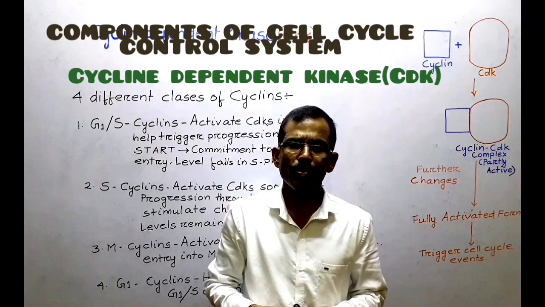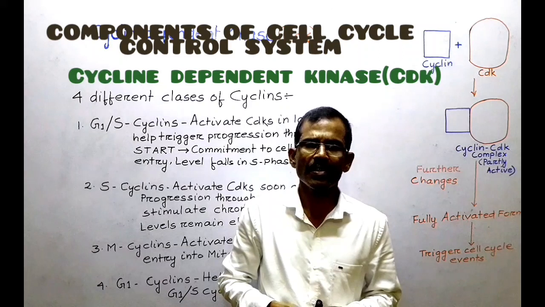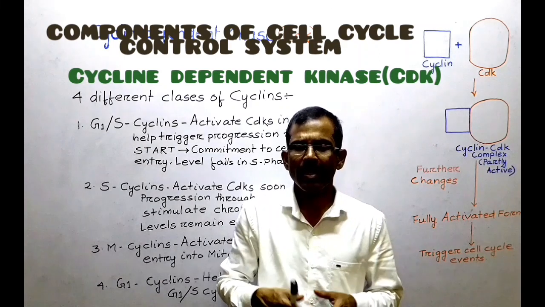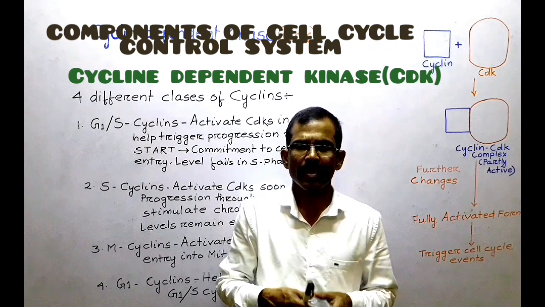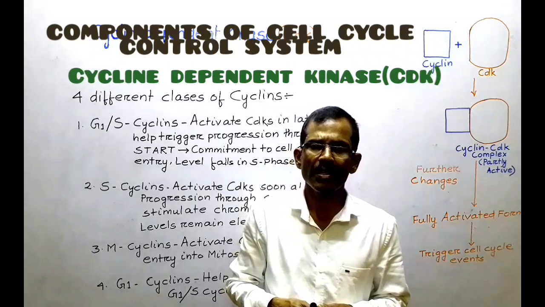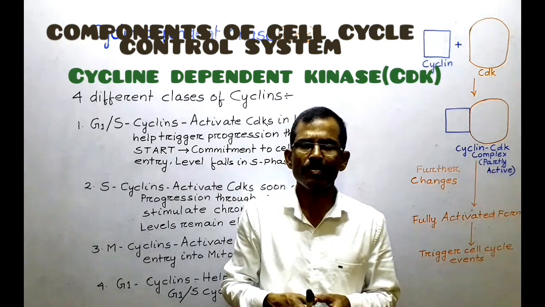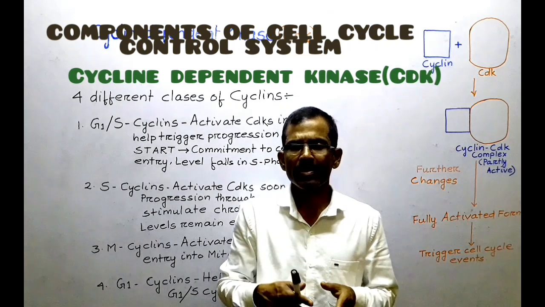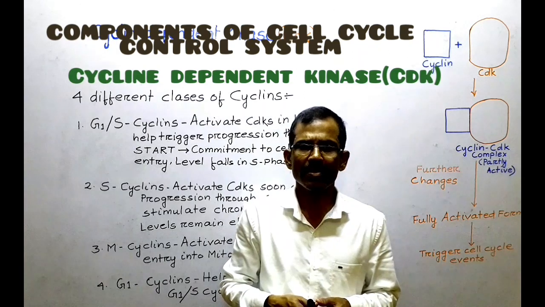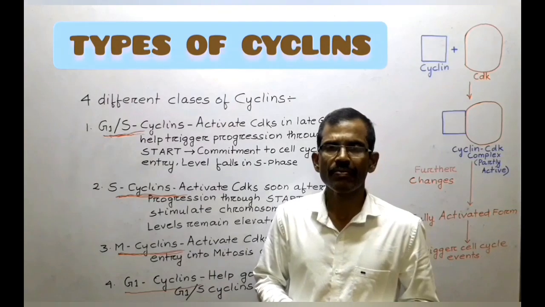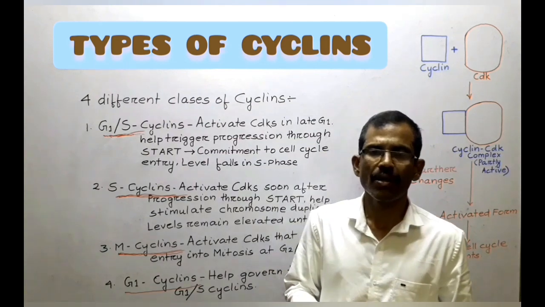Cyclins are a group of proteins which undergo a cycle of synthesis and degradation in each cycle, whereas the level of cyclin dependent kinase remains constant. The cycle of synthesis and degradation of cyclins results in a cyclical change in the assembly and activation of cyclin CDK complex, which then triggers cell cycle events. There are four different classes of cyclins. All eukaryotic cells require three of these.